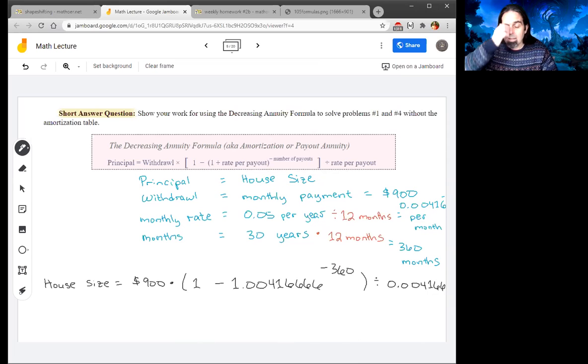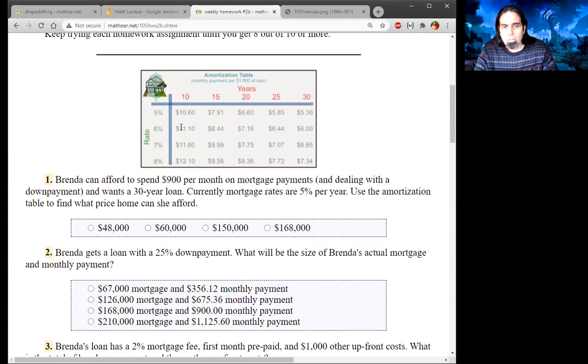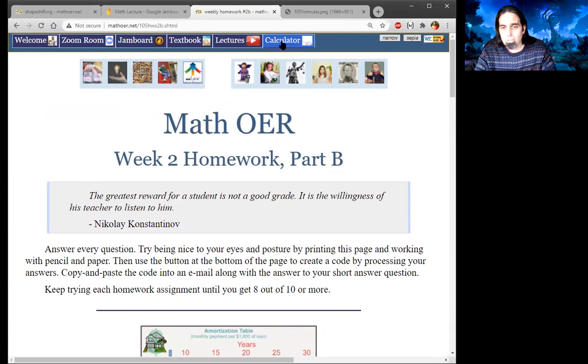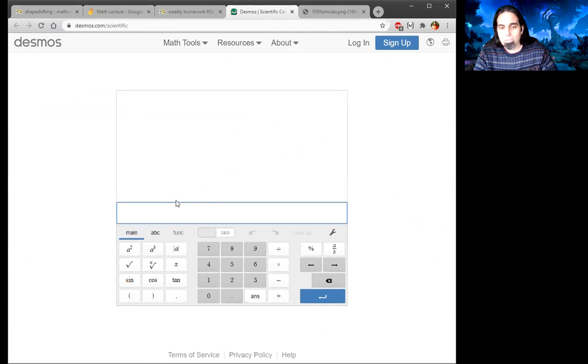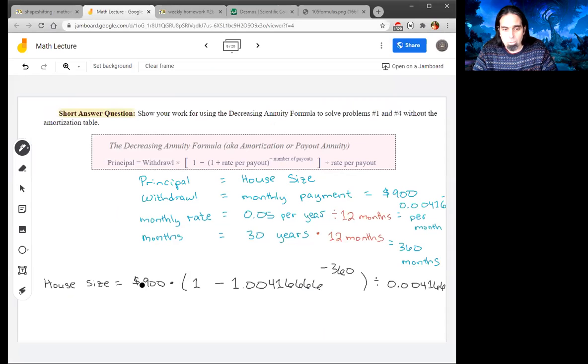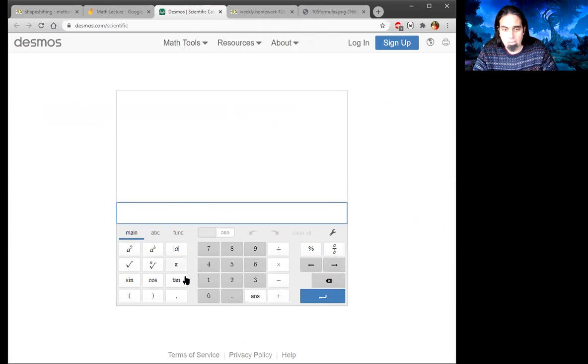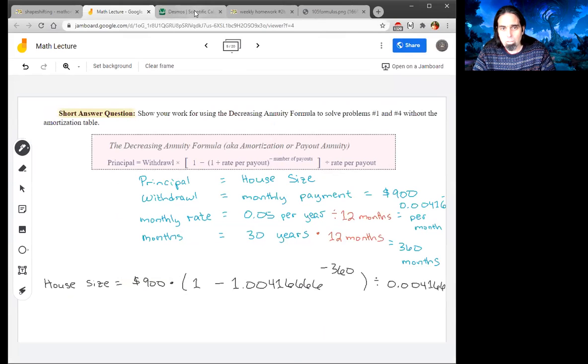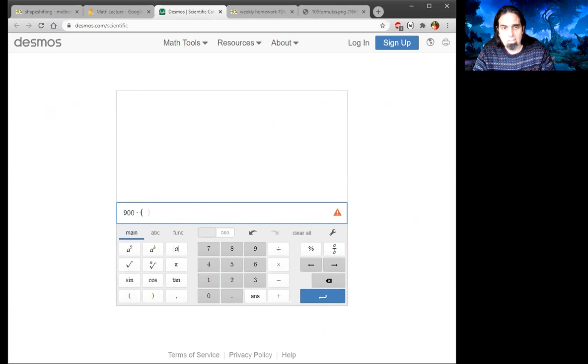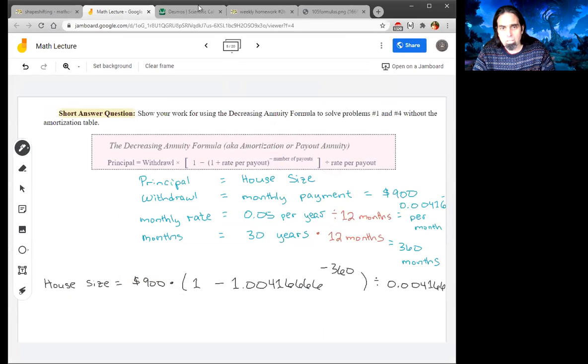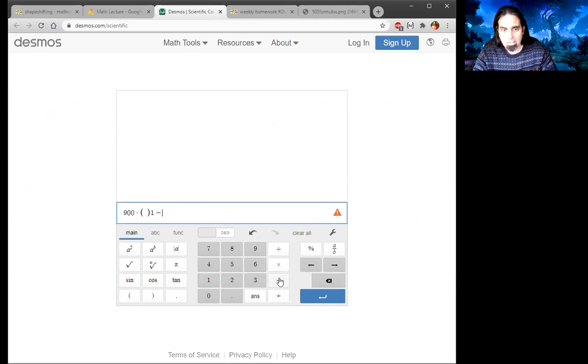Okay. I'm going to open up the web page calculator. If you go to any of our things, there's a button at the top that says calculator. And then I'm going to punch this in where you can see me punching it in, because I think some of you are having calculator problems from the emails I'm getting. So 900 multiply, open parentheses, 1 minus, oops, it made me jump out of parentheses for some reason.